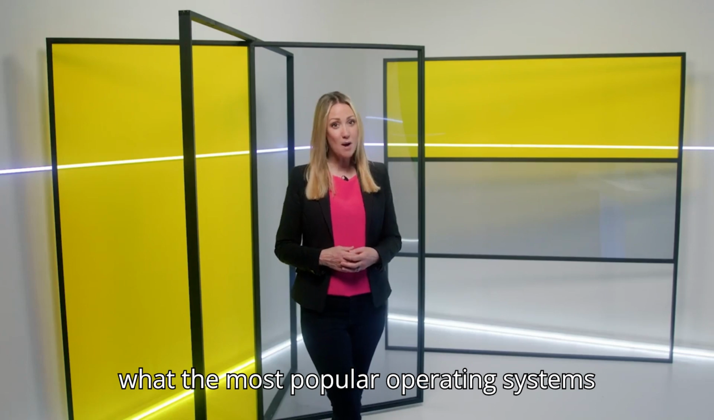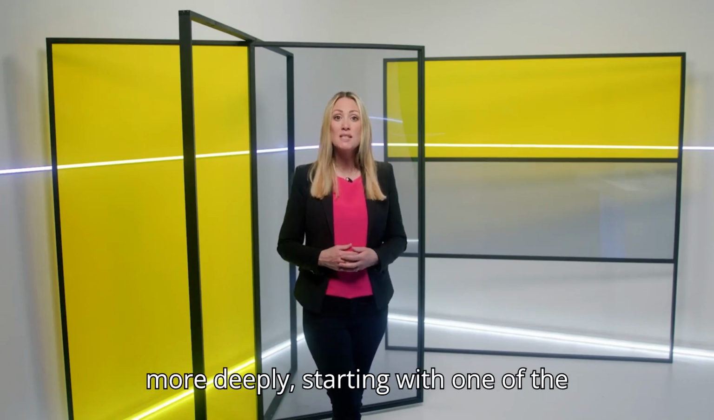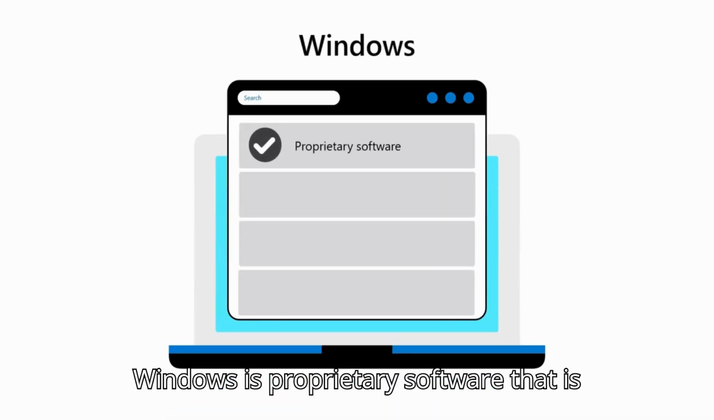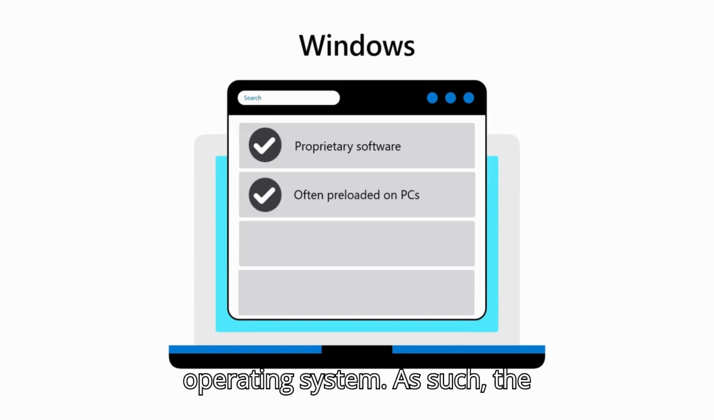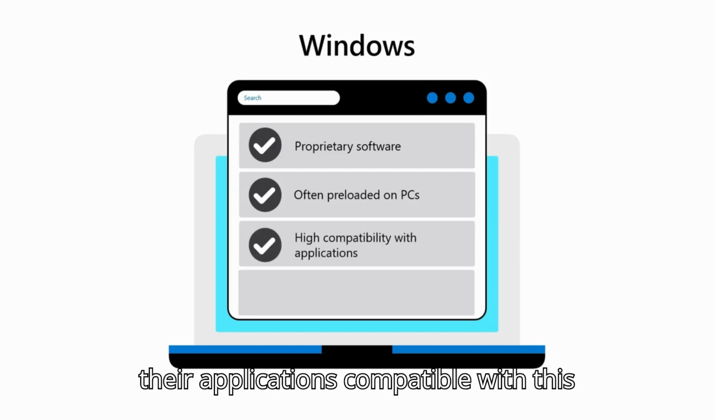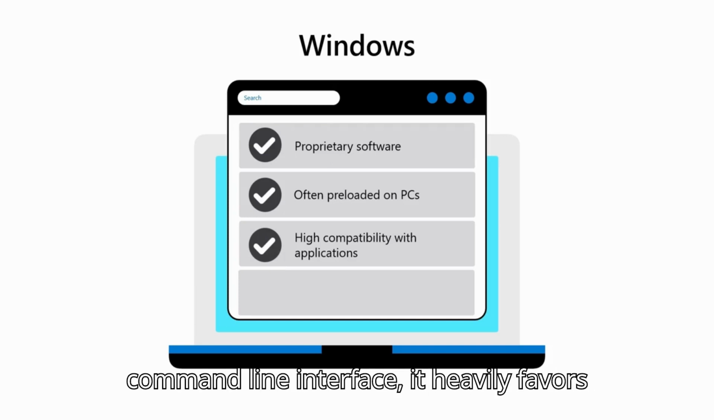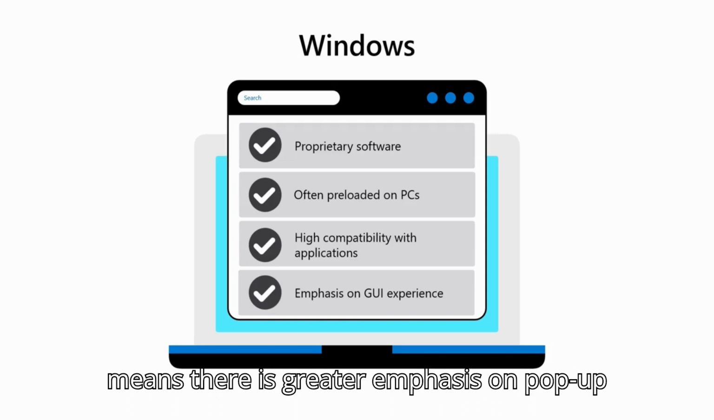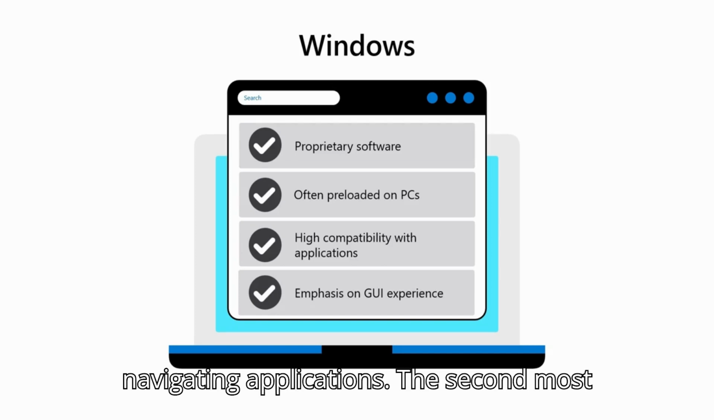Now that you know what the most popular operating systems are, let's explore them one at a time more deeply, starting with one of the oldest programs, which is Windows. Windows is proprietary software that is often preloaded into PCs as the default operating system. As such, the popularity of Windows ensures that developers are highly likely to make their applications compatible with this system. While Windows can be used with a command line interface, it heavily favors a graphical user interface approach. This means there is greater emphasis on pop-up menus and clickable icons as a means of navigating applications.